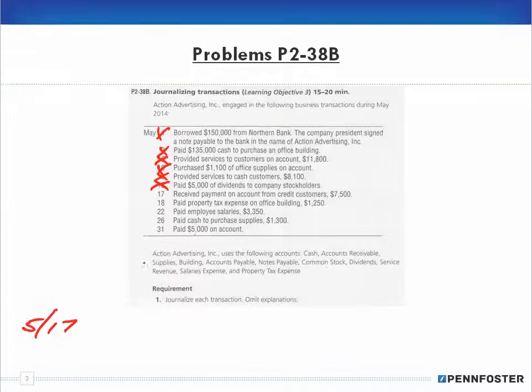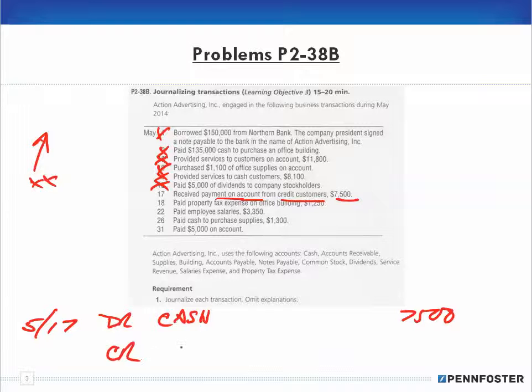And so 517, received payment on account from credit customers for 7,500. If I'm receiving a payment, that means I'm receiving cash, right? So my cash is increasing, and we know that we're going to debit our cash for 7,500. I have to credit something else. Debits have to equal credits. So what am I crediting? Well, it's on account from credit customers. Customers are people who owe us, and if they owe us, that's an accounts receivable. So I credit accounts receivable for 7,500, and that's my journal entry.